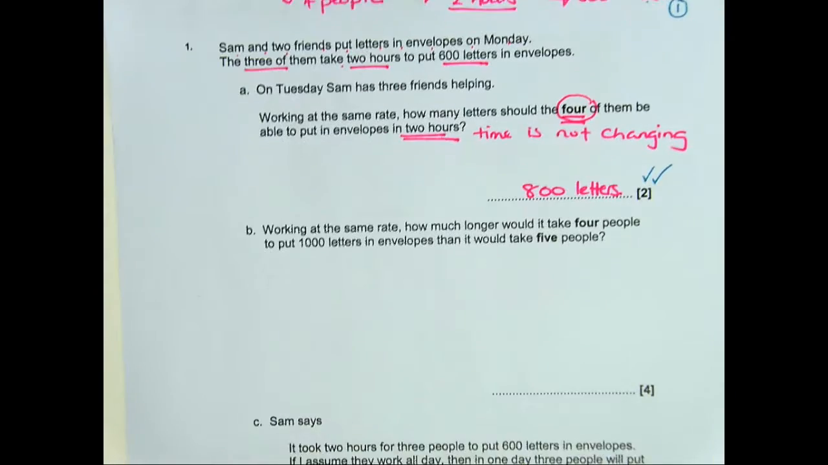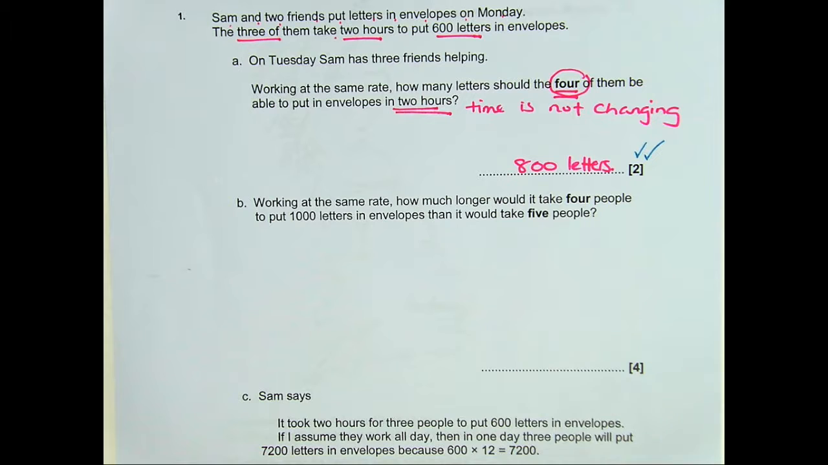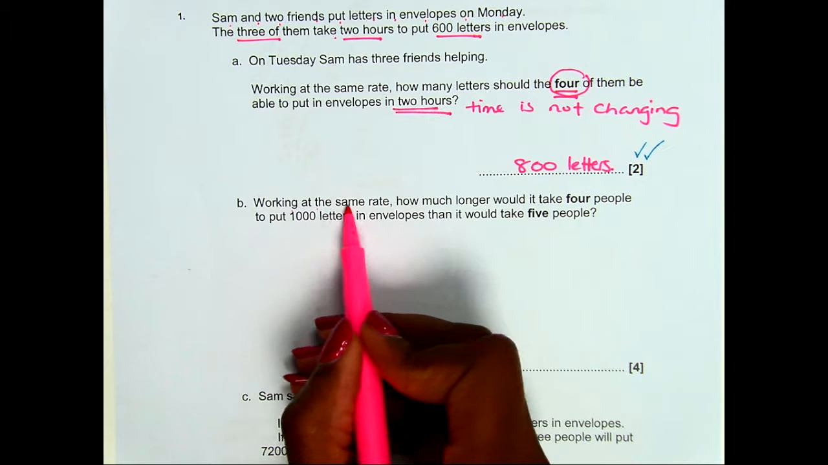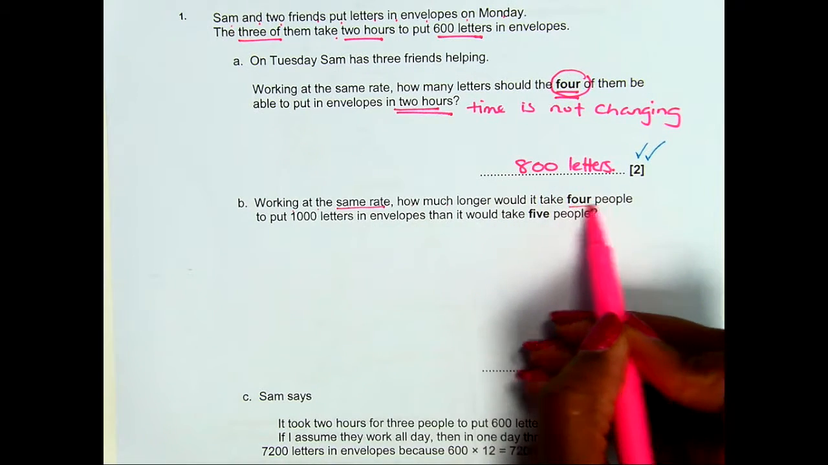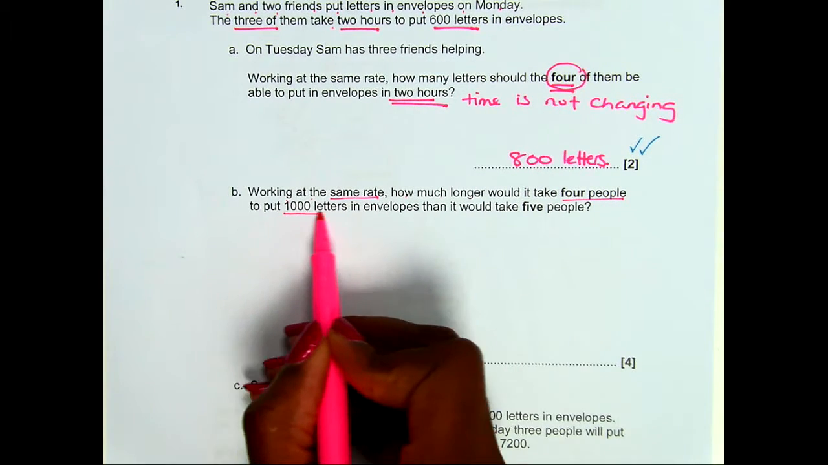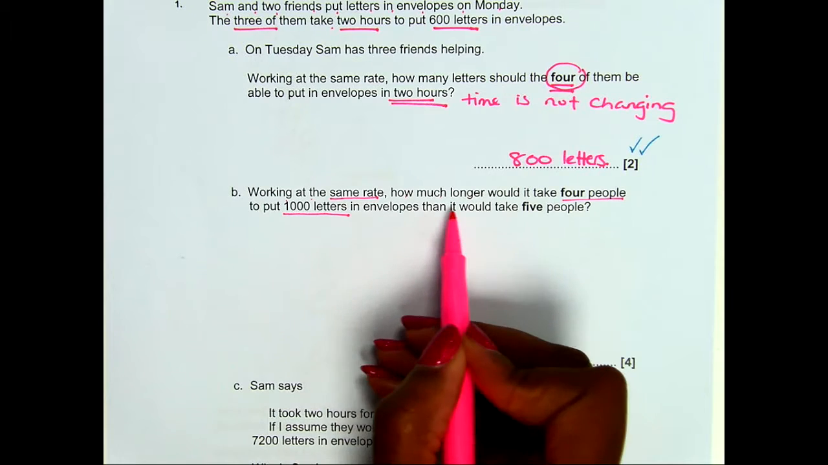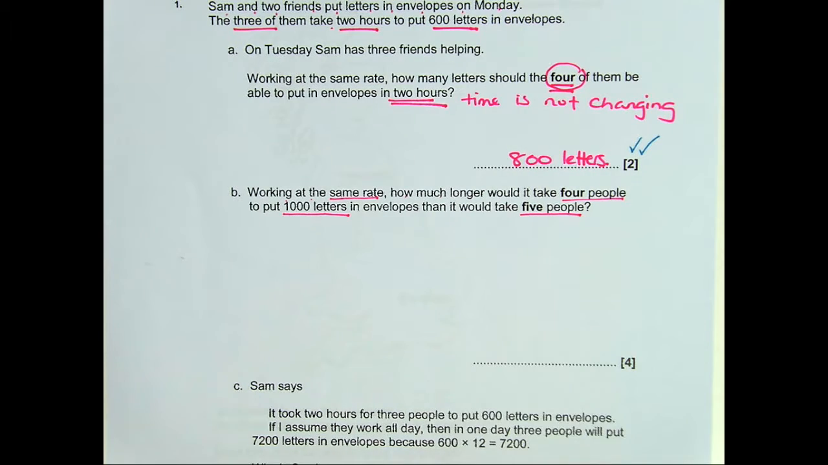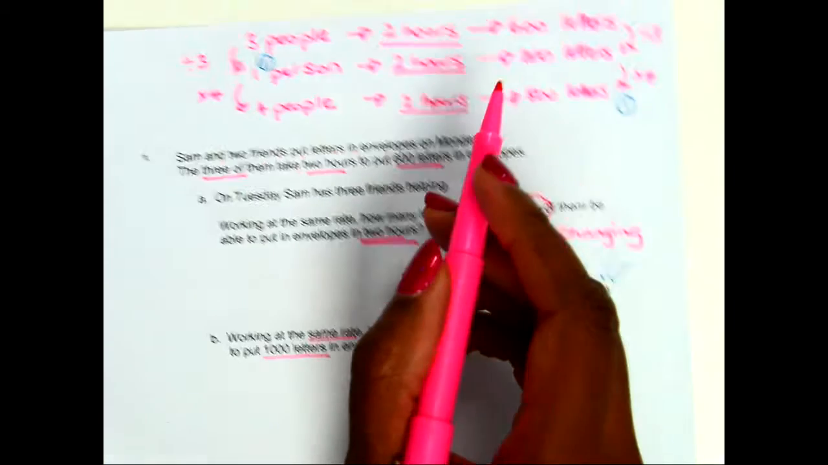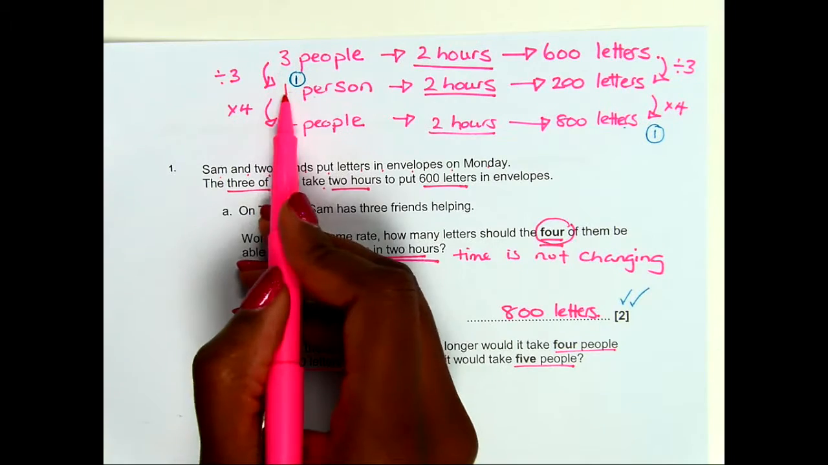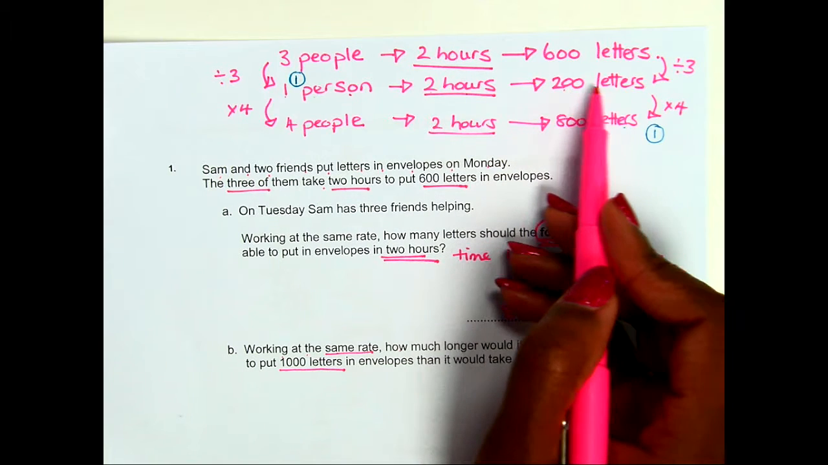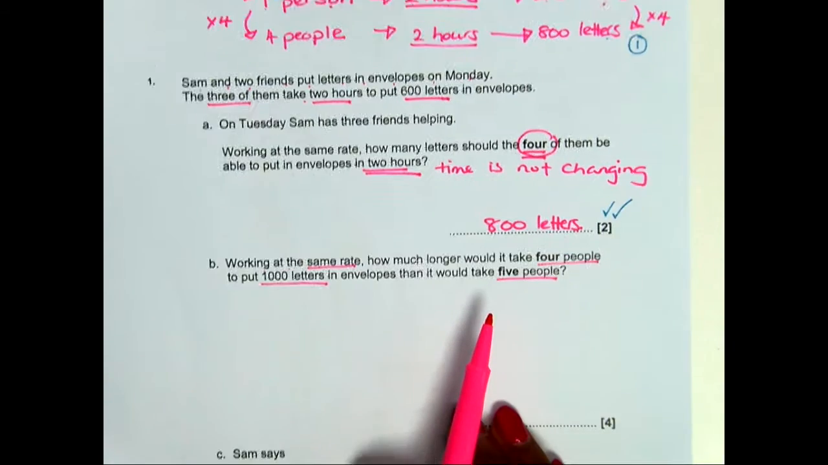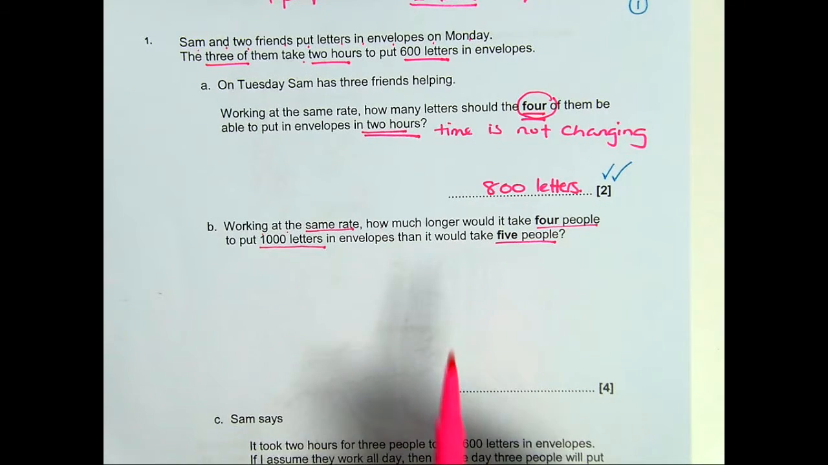Okay? Moving on to the second section. Now, working at the same rate, how much longer would it take 4 people to put 1,000 letters in envelopes than it would take 5 people? Okay, so let's use our calculation. We worked out 1 person takes 2 hours to distribute 200 letters. So I'm going to use that information to help me here.